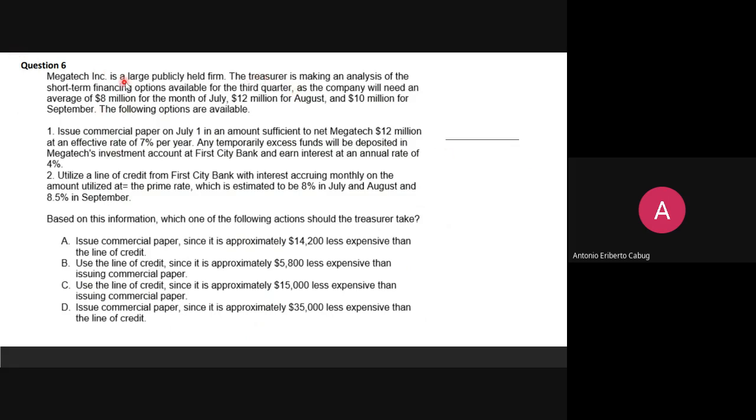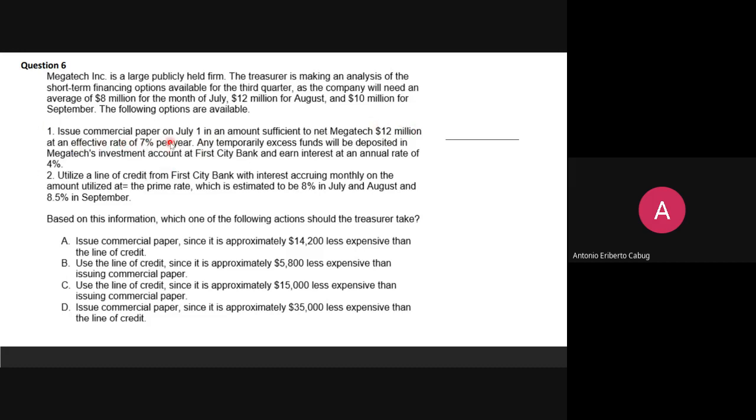Megatech Incorporated is a large publicly held firm. The treasurer is making an analysis of the short-term financing options available for the third quarter, as the company will need an average of $8 million for the month of July, $12 million for August, and $10 million for September. The following options are available. Option 1. Issue commercial paper on July 1 in an amount sufficient to net Megatech $12 million at an effective rate of 7% per year.